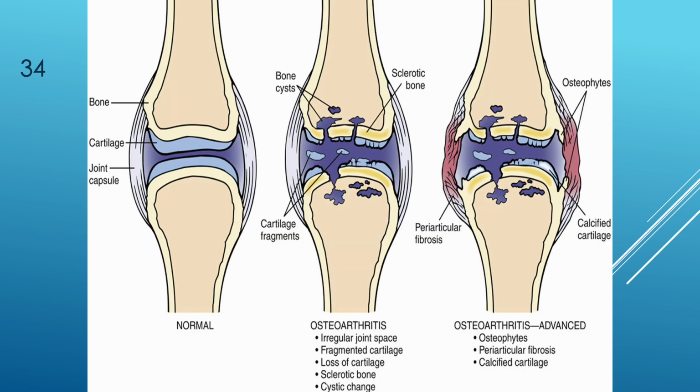Degenerative changes associated with osteoarthritis include joint space narrowing and articular cartilage erosion. Late degenerative changes associated with osteoarthritis include osteophyte formation and articular cartilage fissuring. Here you can see the different phases between normal, osteoarthritis, and advanced osteoarthritis.